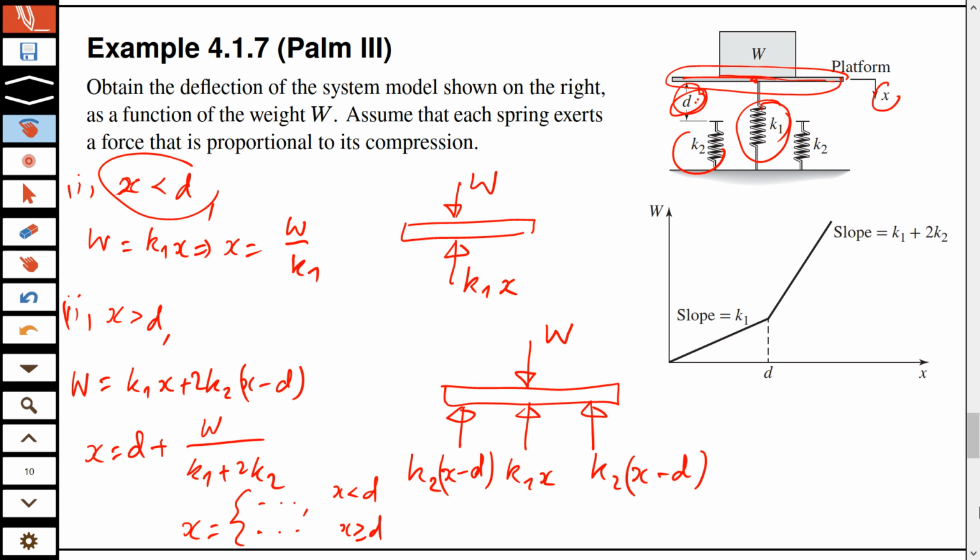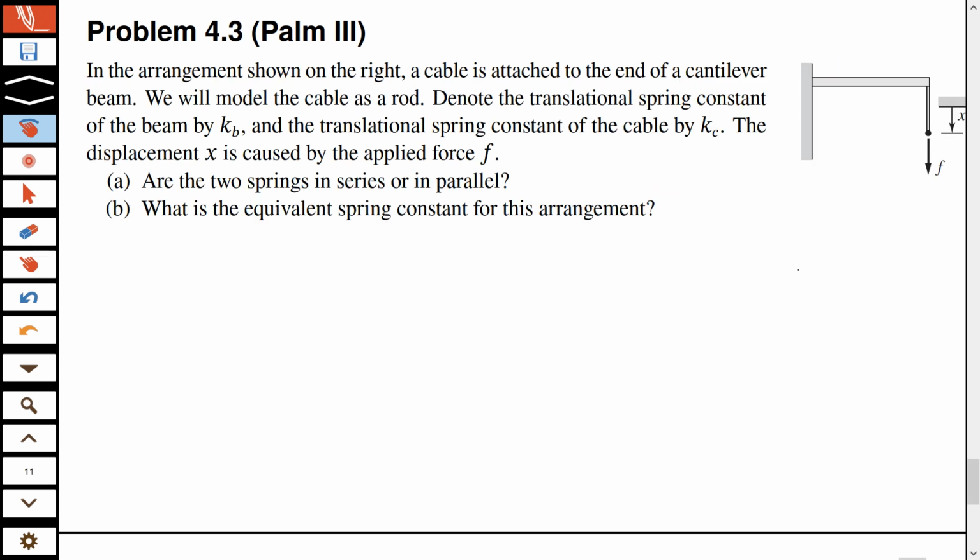अब ये प्लॉट मैंने इसलिए किया है ताकि आपको ये पता चल जाए कि although each spring is linear, but the overall system has a non-linear response between load and deflection. क्योंकि ये discontinuity आ रही है, you go from one spring to three springs, और ये is a non-linearity. So it's possible that you have linear components and the overall system is non-linear. This is one example.